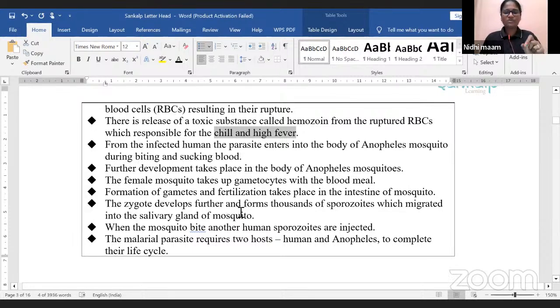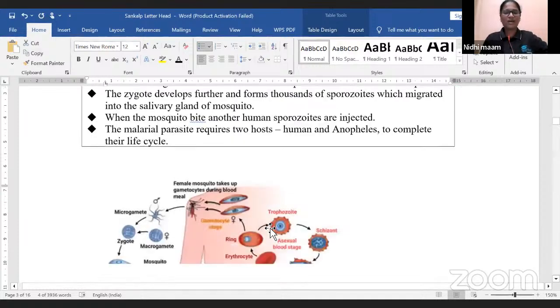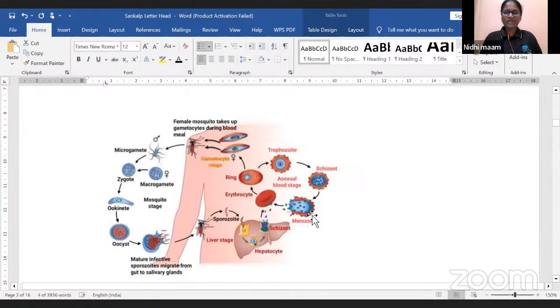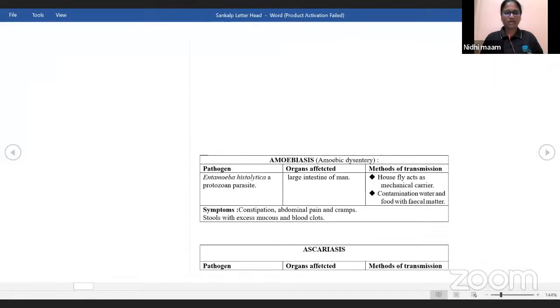The zygote develops further and forms thousands of sporozoites which migrate to the salivary glands of mosquito. So when the mosquito bites another human, sporozoites will be injected in him and that human being will get malaria. Very important. This is a diagrammatic representation of the Plasmodium vivax. Let us proceed to the questions now.